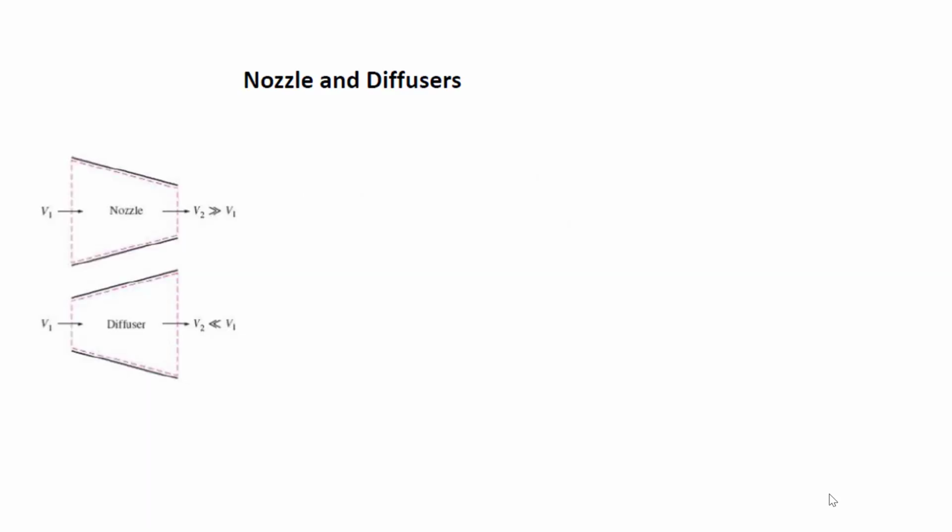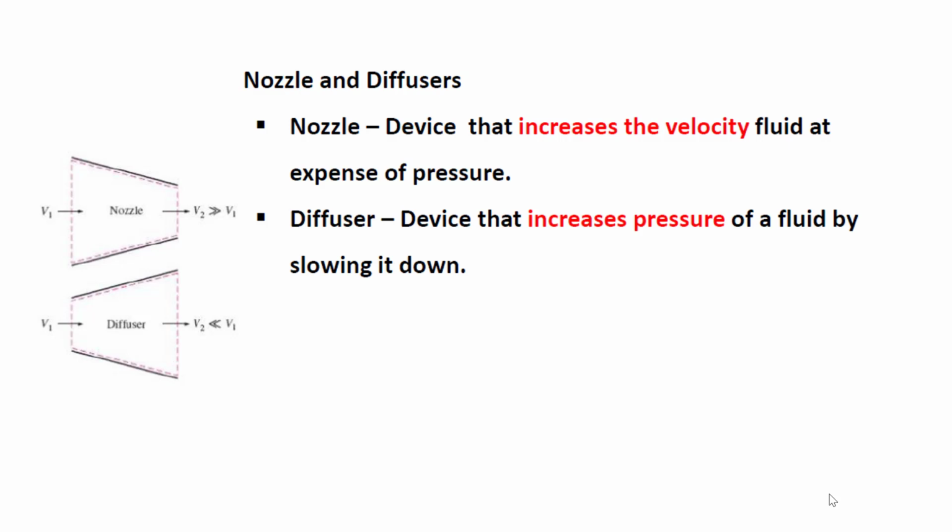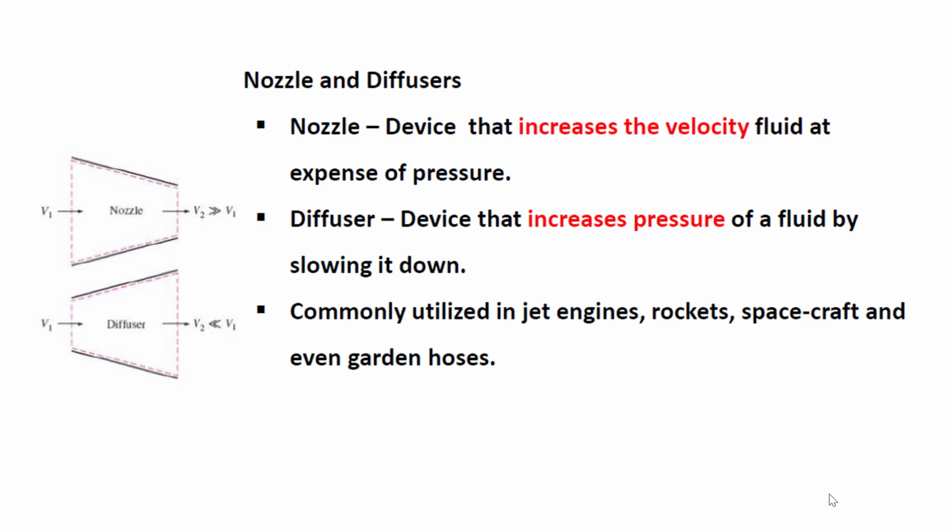Now let's look at nozzle and diffuser. So what is nozzle? Nozzle is a device that increases the velocity of fluid that travels through its chamber, which will result in a decrease of the pressure. While diffuser is a device that increases the pressure by reducing the velocity of fluid traveling through its chamber. These devices are commonly utilized in jet engine, rocket, spacecraft, or even garden hose. One must remember that these devices have only one entrance and one exit.